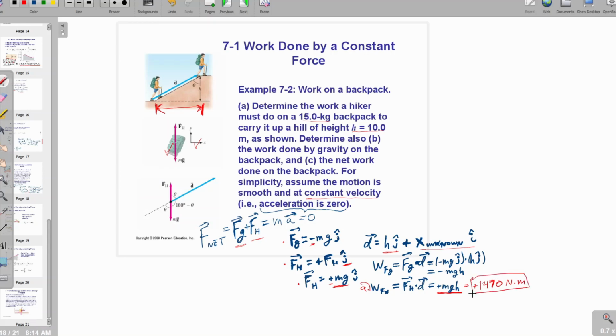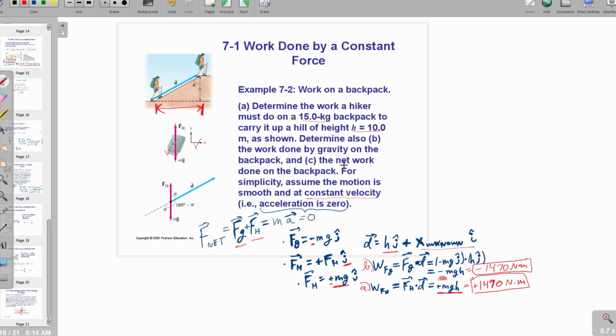And then in part B, I'm asked to find the work done by the force of gravity. So if I take the force of gravity dot with the displacement vector, the only difference is going to be that I will pick up a minus sign, because the force of gravity is just going in the minus y hat direction. So this, of course, will give me a work that is minus 1470 newton meters.